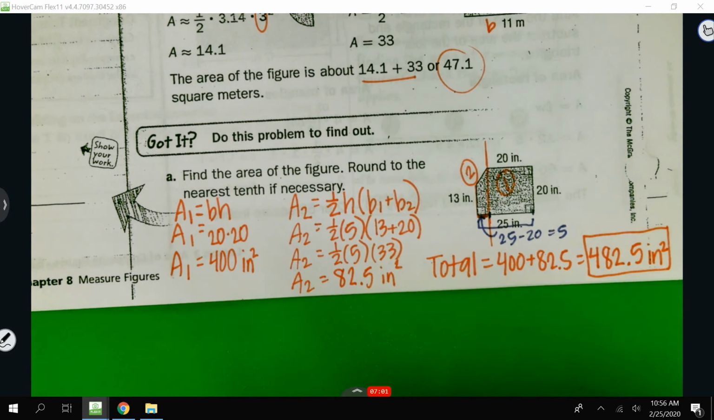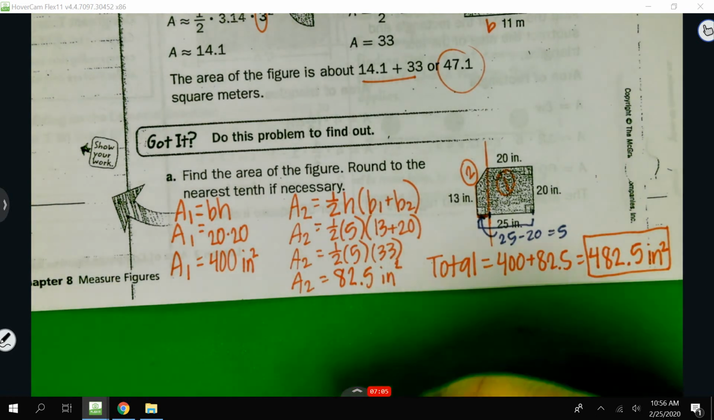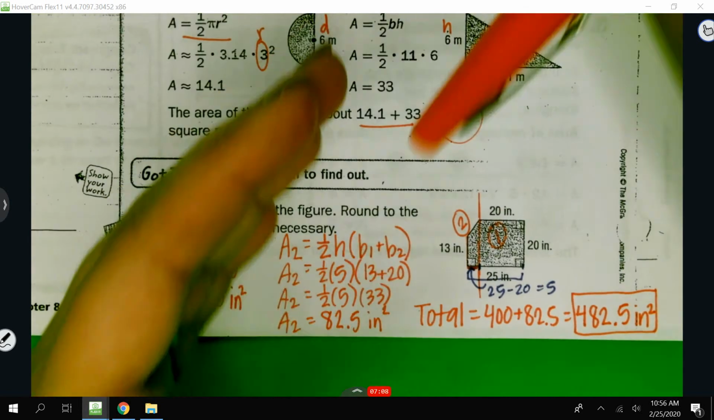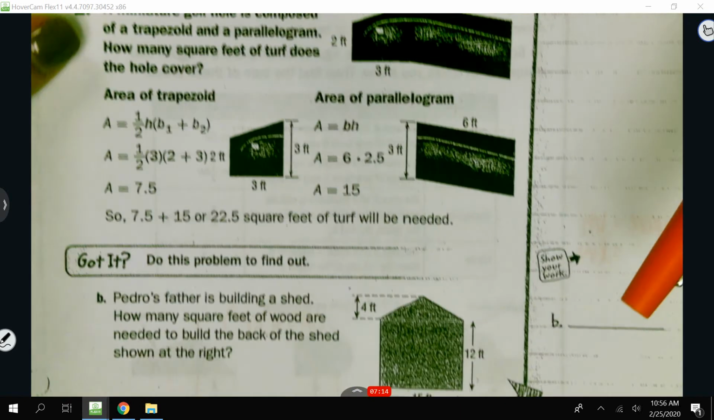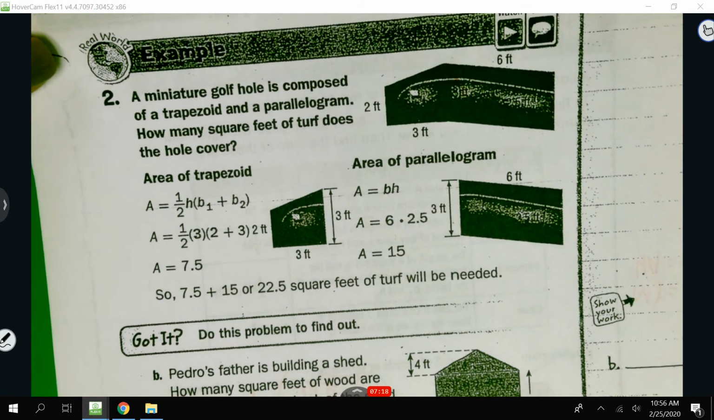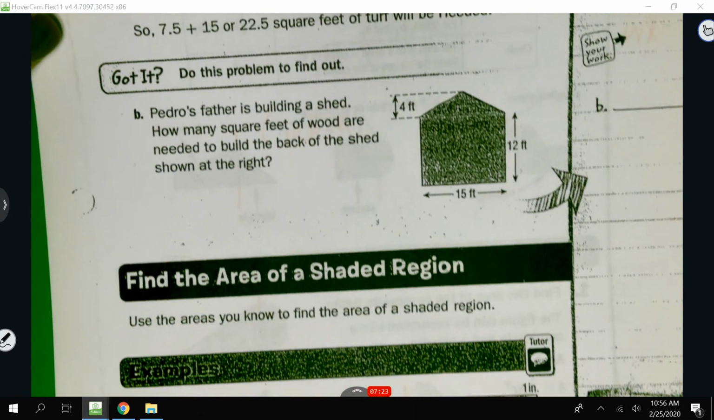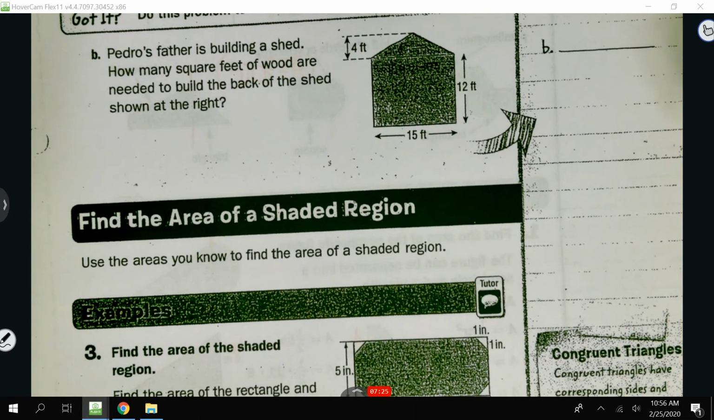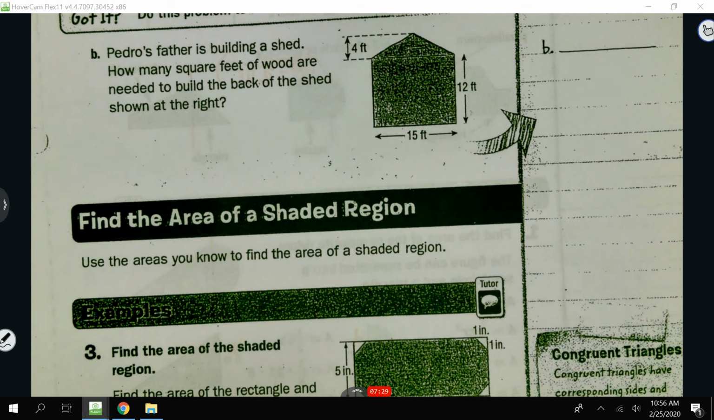So you definitely should have lots of work for your homework tonight. Alright, flipping over. We are going to skip example 2 because the copier did not do it correctly. We're supposed to have measures inside here and you cannot see them. So we're just going to skip that one. It says that Pedro's father is building a shed. How many square feet of wood are needed to build the back of the shed shown at the right?